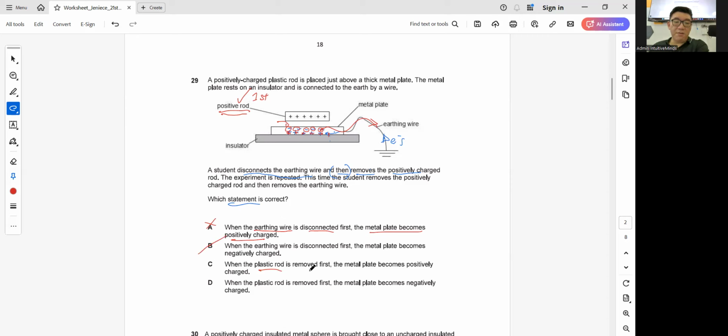Let's look at the rest. Plastic rod is removed first. Again, none of this will happen. The true answer will be that it will be neutral, because the negative charges will leave the plate.